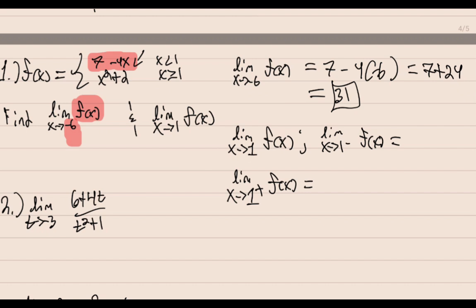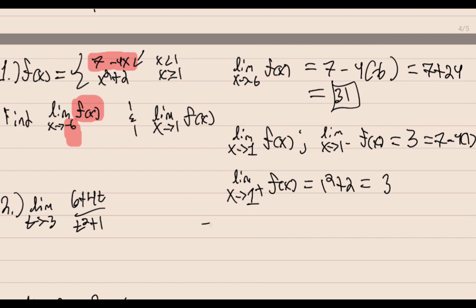So when x is less than 1, we get 7 minus 4 times 1, which is just 7 minus 4, which is 3. Go ahead and write 7 minus 4 just in case anybody got lost. All right. And then when we go from the right side, we get x squared plus 2. So that's 1 squared plus 2, which is 1 plus 2, which is 3.